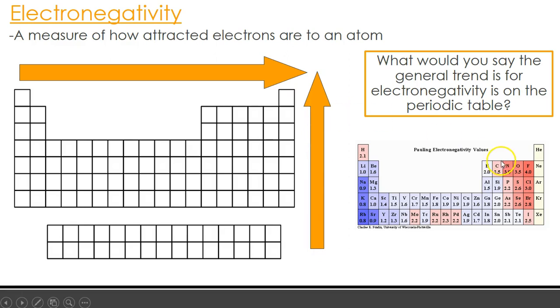One thing I do want to note is to take a look at our noble gases. They do not play a role in electronegativity. They're not part of the electronegativity table because they are not attracted to any other element, because they're mostly stable. They have 8 electrons and they're happy having 8 electrons.